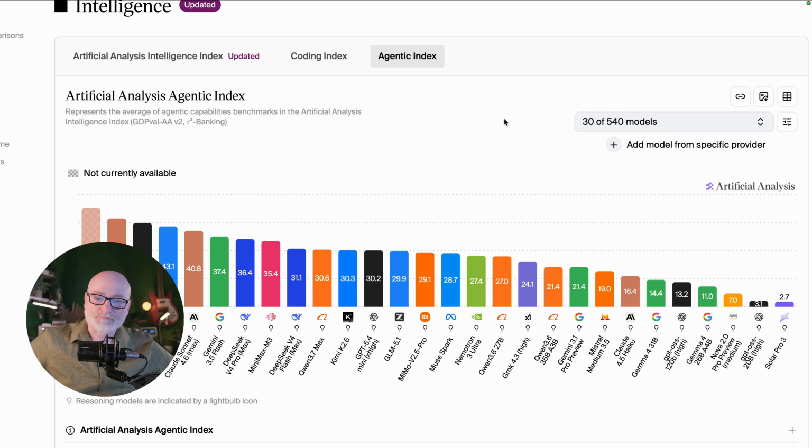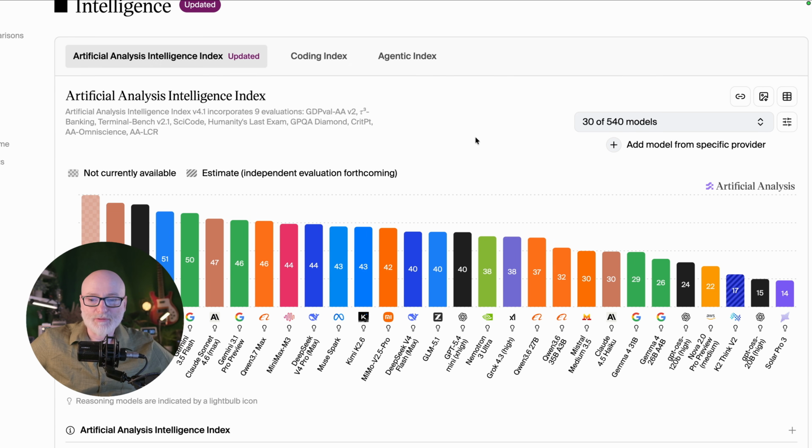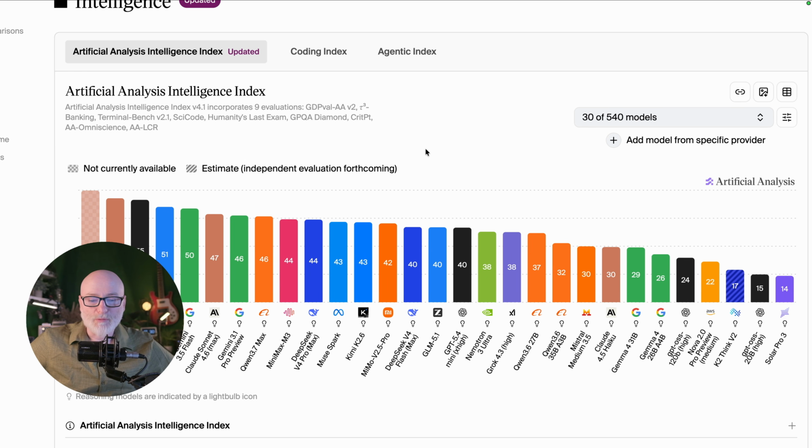Now, we are looking at the agentic, then there is coding and intelligence. So have a look at this website, it's really interesting. But what I wanted to say is to focus on this ability of those models to run on our machine, and they are really, really good. Still not as good as those frontier models.